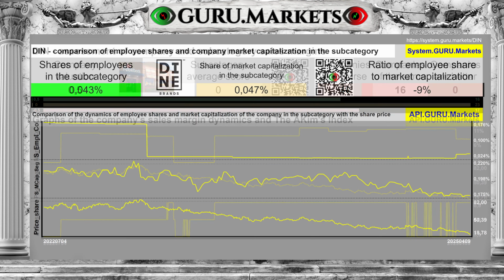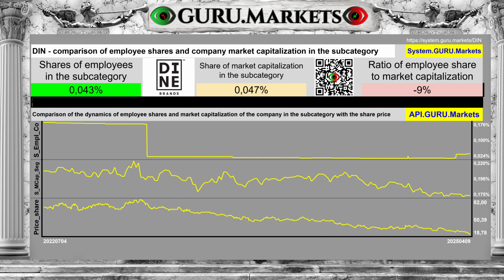The company's share in terms of the number of employees in the subcategory is 0.043%, which is 9% less than the share of market capitalization. This shows the discrepancy between the company's current exchange price, probably towards revaluation.